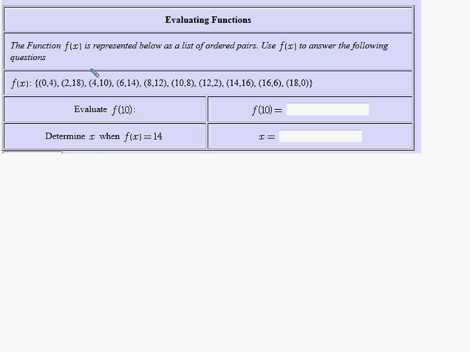In this problem, I'm given a function and I'm asked to evaluate the function and solve. But the function is given to me as a set of ordered pairs. I like to call this point notation. And in point notation, the order is always so that the first coordinate is the input and the second coordinate is the output.